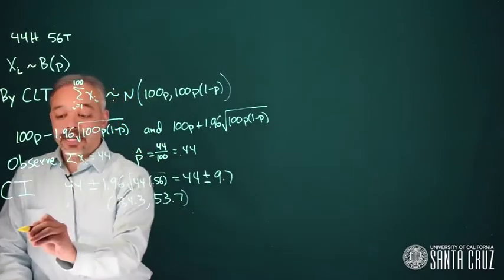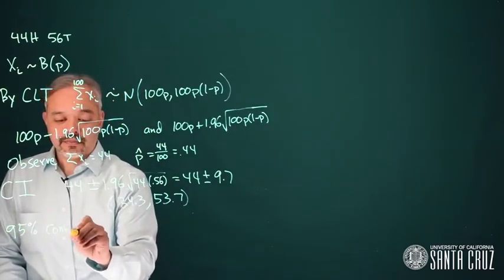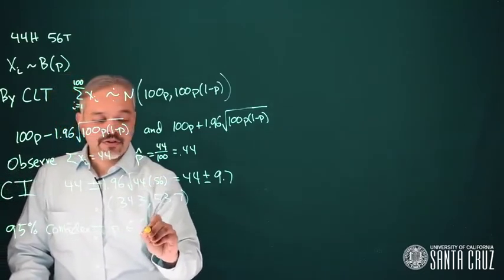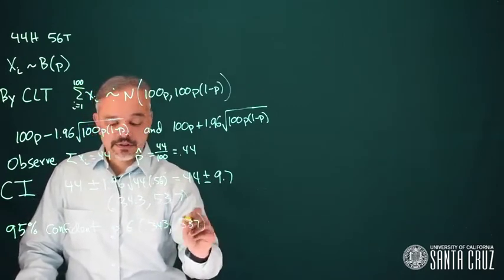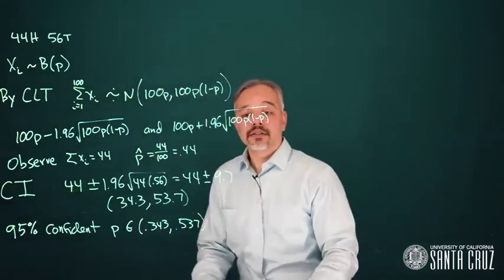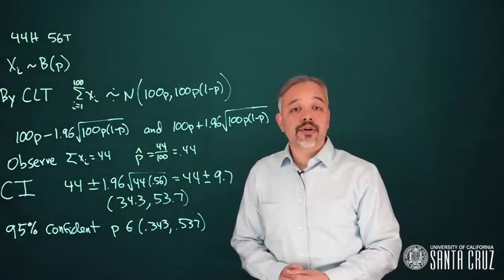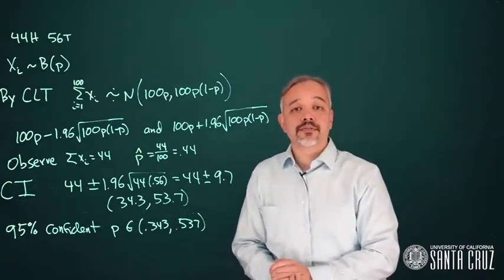So we can say that we're 95% confident that p is in the interval 0.343 to 0.537. We're 95% confident that the true probability of getting a head is in this interval. So if we want to ask the question, do we think this is a fair coin, then it is reasonable that this is a fair coin because 1/2 is in this interval.